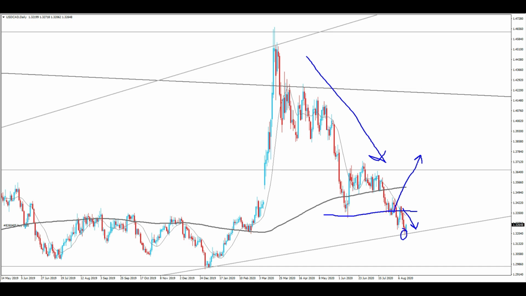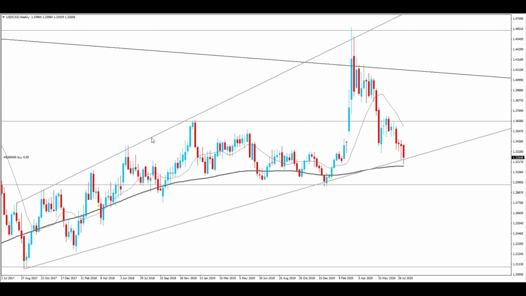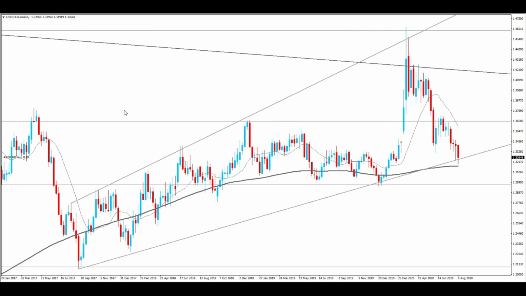But I've adjusted my trend line on the weekly, and we've got a third test of this trend line. You can see we had a test there, a second there, and now we've had our third. So if price respects the trend line, we could be seeing a move to the upside and continue with this ascending channel on the weekly chart.